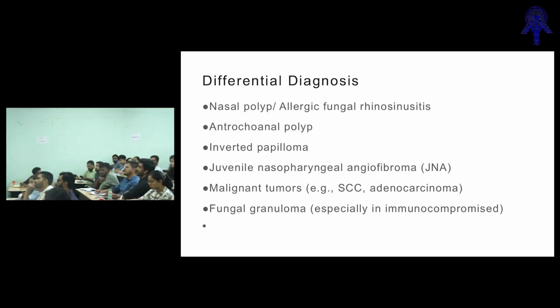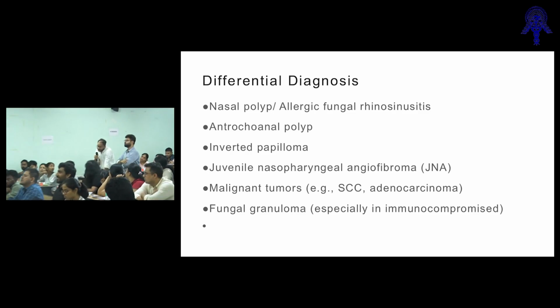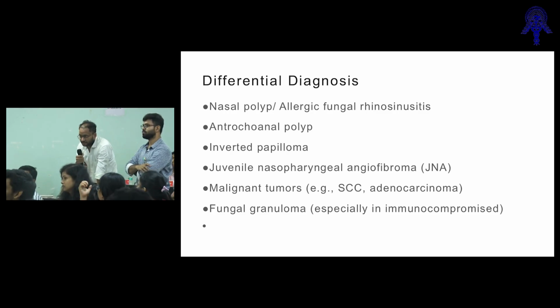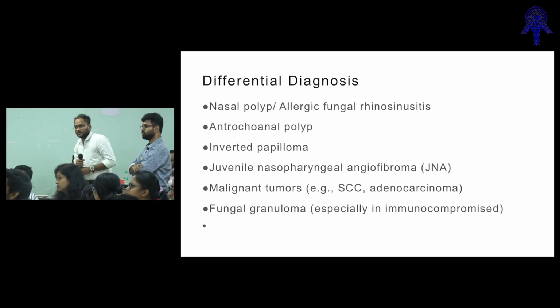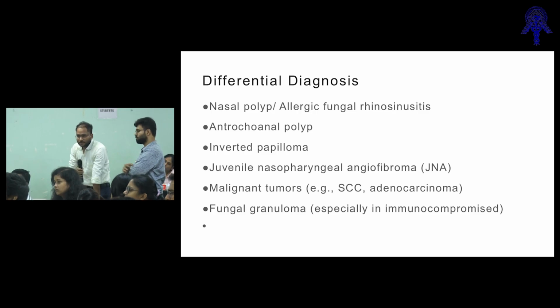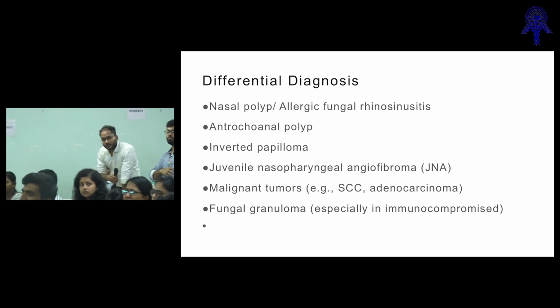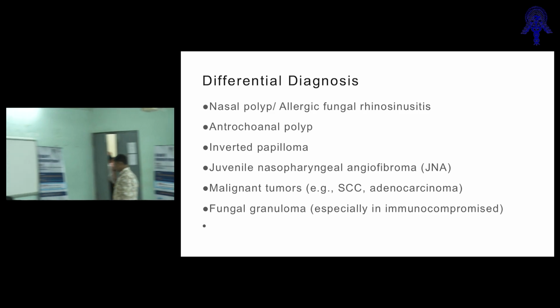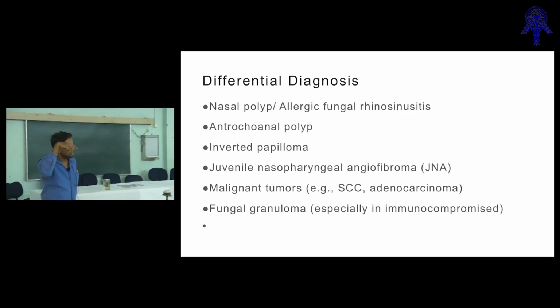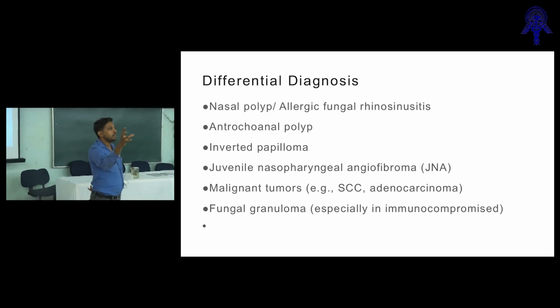Sir, if we do the contrast enhanced CT scan, we see the contrast is taken up. The vascularity is higher. Okay, I understand. Very good. The widening of the pterygoid plate is the first sign we will see in a CT scan. Then the mass goes into the pterygomaxillary fossa.